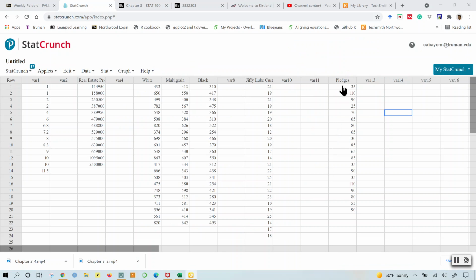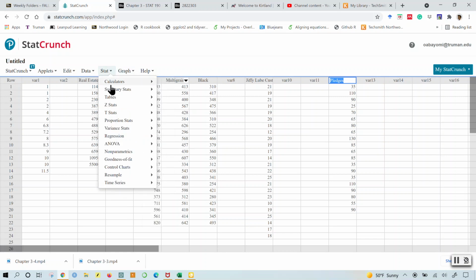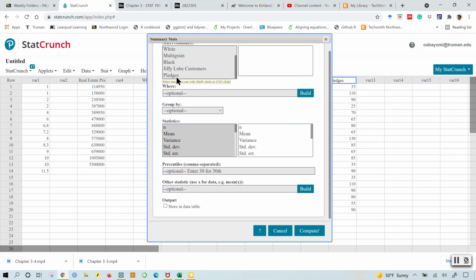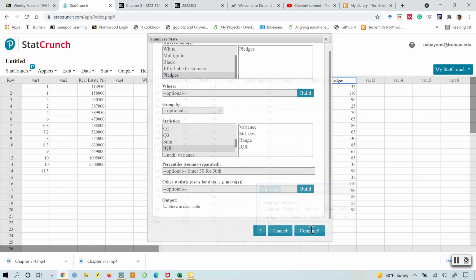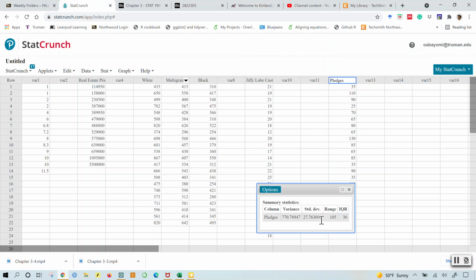Here in StatCrunch, I have the data on the pledges, and I would like to go to Statistics, Summary Statistics for data in a column. The data is stored in the pledges column, and I would like in particular the following measures of variation or spread. I would like the variance, and I would like the standard deviation. I would also like the range, and I would like the interquartile range. So I'm going to compute that. So I have all of the data values here. I will take that to my working bench.